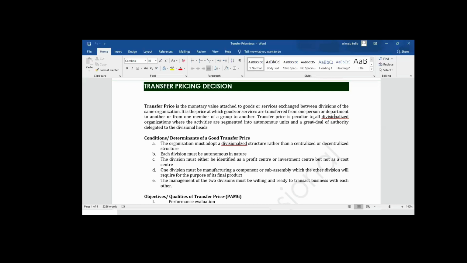One division must produce a component which another division will require for the purpose of its final products. Then lastly, condition number 5, the management of the two divisions must be willing and ready to transact business with each other. That is, Dangote Sugar, for example, should be willing to transact business with Dangote Bakery. Dangote Bakery should be willing to transact business with Dangote Sugar.